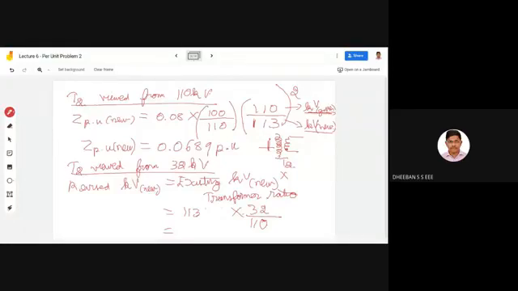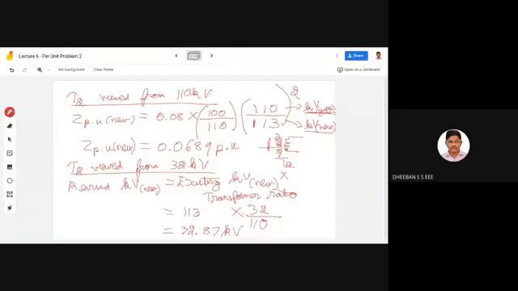What is the value you will be getting? 113 into 32 by 110. That's 32.87. So you have to use the unit. So it is kilovolt. So now we have found the revised kV.